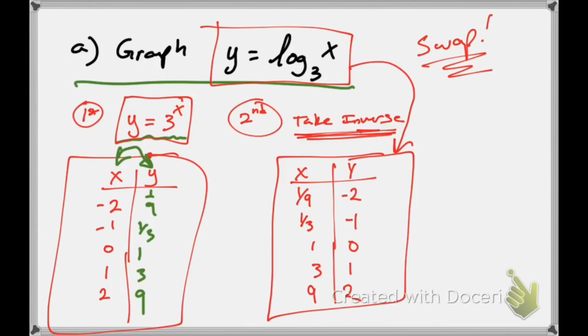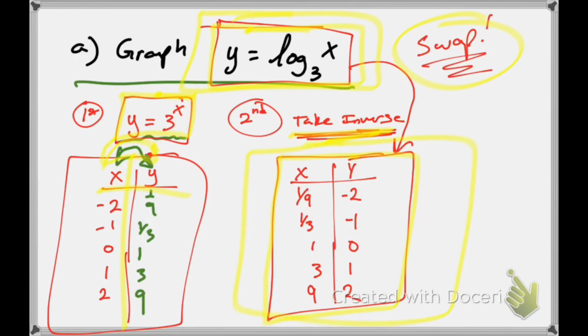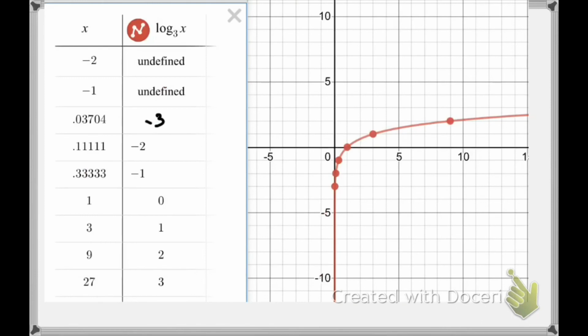So a quick review. I'm going to take my original function. I take the inverse of the log, which is this. I find those xy coordinates. Then I swap these xy coordinates, or I take the inverse of those xy coordinates, to get back to my original function, the log function. And now, here, I have the xy coordinates, which I can then graph.